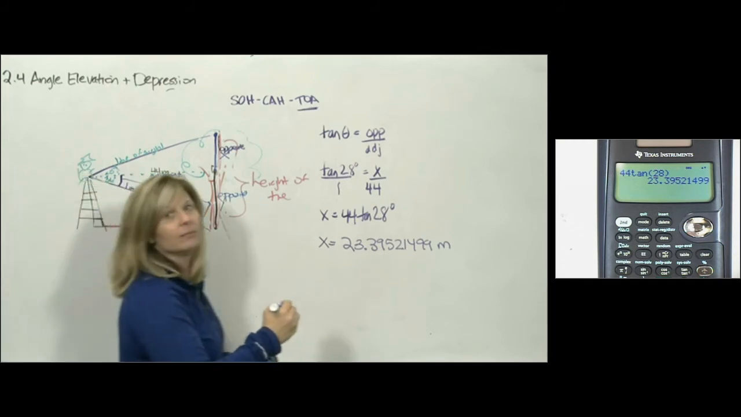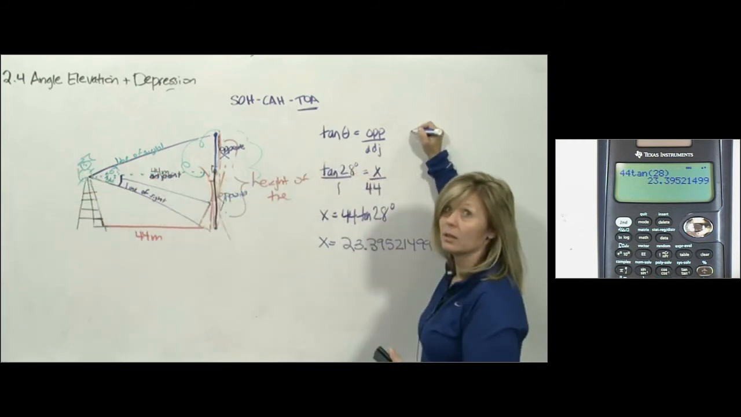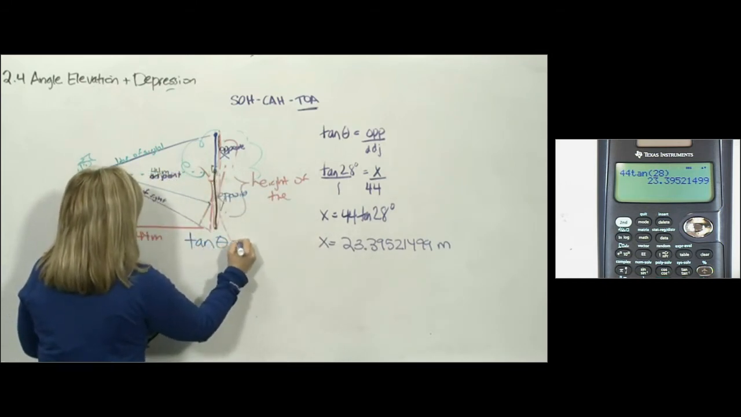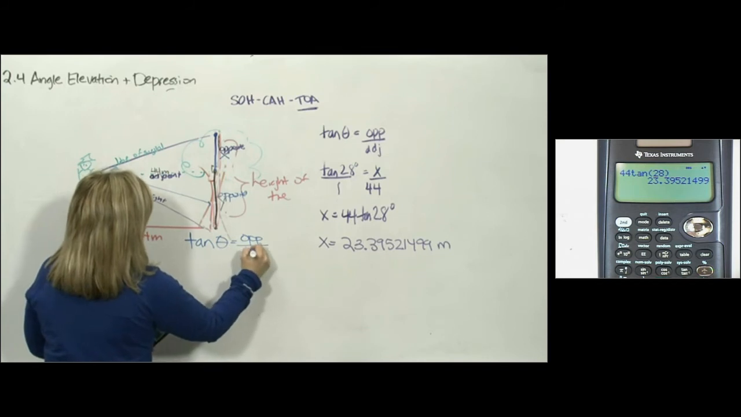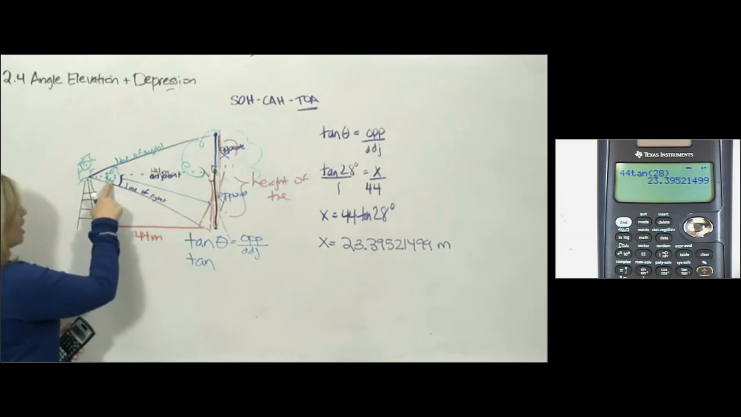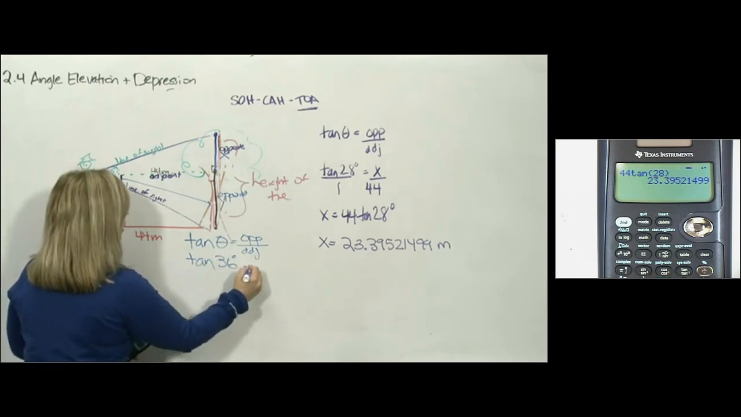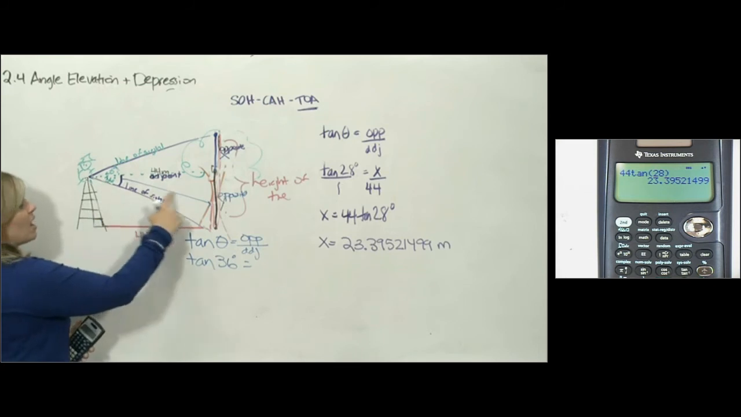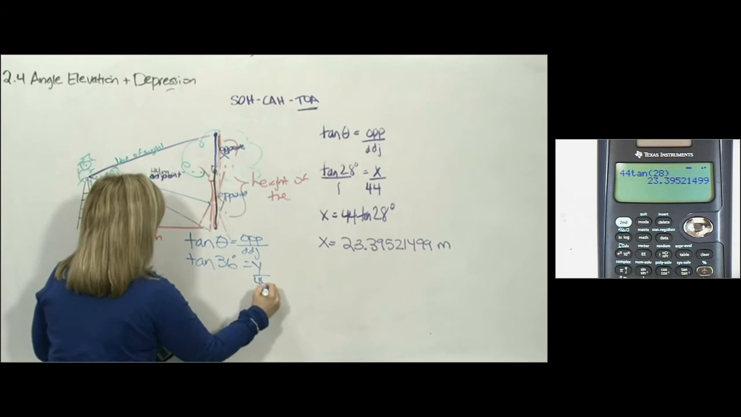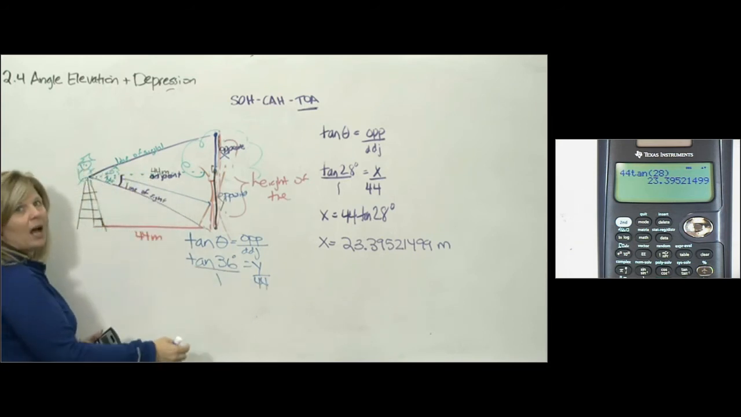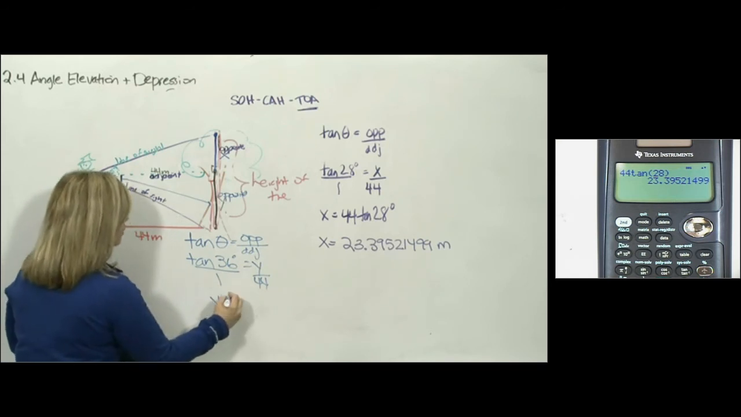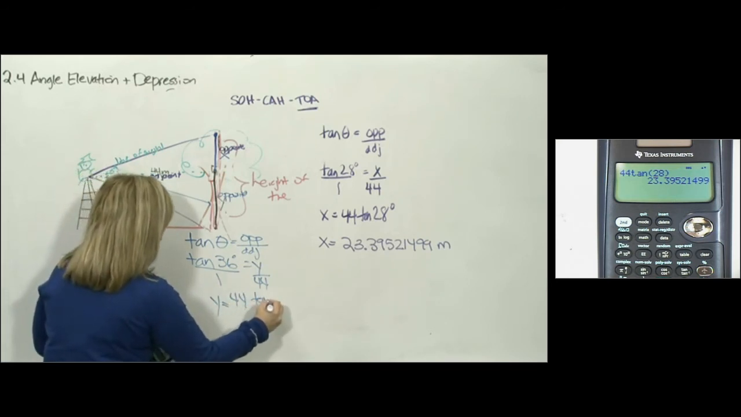So I'm going to write that. The tangent of theta is opposite over adjacent. We're going to fill it in. What was our acute angle this time? 36 degrees. What was our opposite side this time? Y. What is our adjacent side? Still 44. We're going to cross multiply. We like our variables on the left. Y times 1 is Y. We're going to put the 44 in front of the trig function.